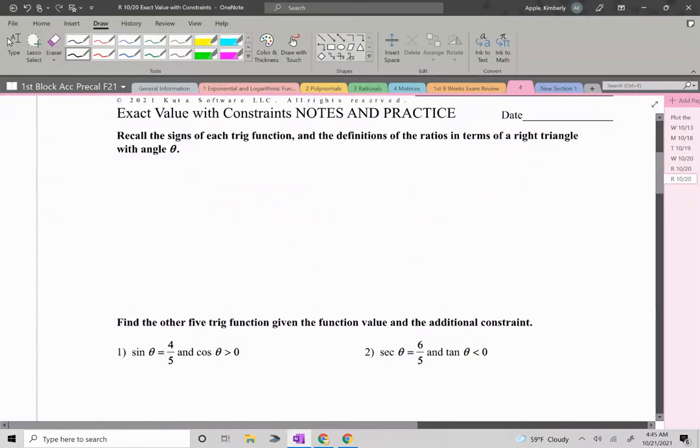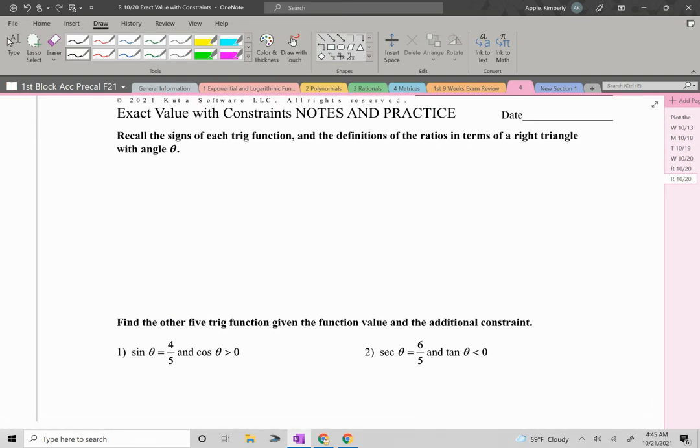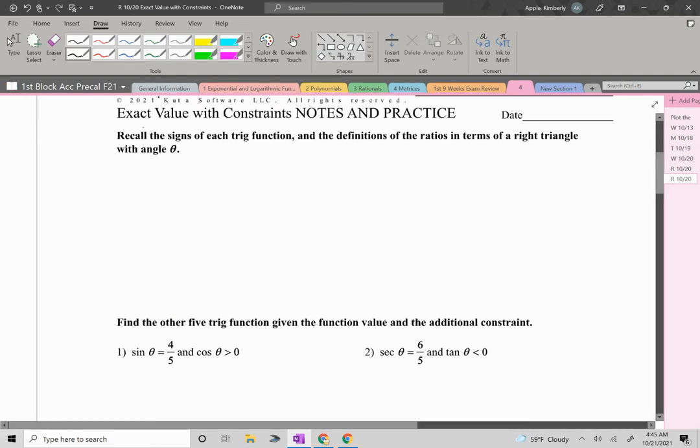Okay, so what we're working on today is just exact value with what I call constraints. And so this is actually just, again, putting together several things that we already know. So recall the signs of each trig function. And remember, that's the all students take calculus. And so all are positive here. Sine is positive here. Tangent is positive here. And cosine is positive here. And we're going to use that later.